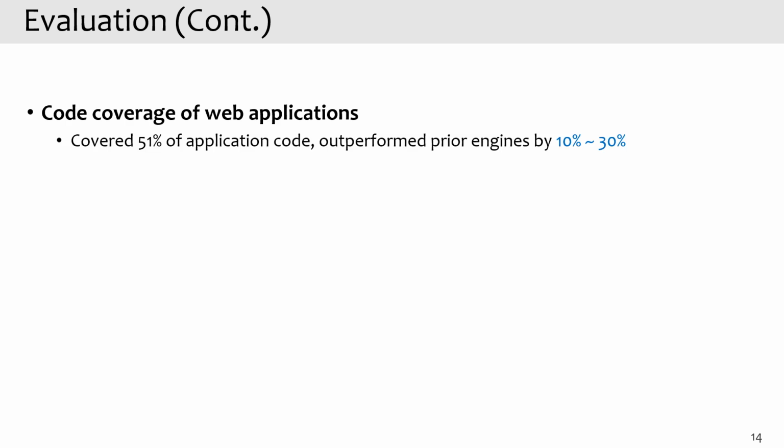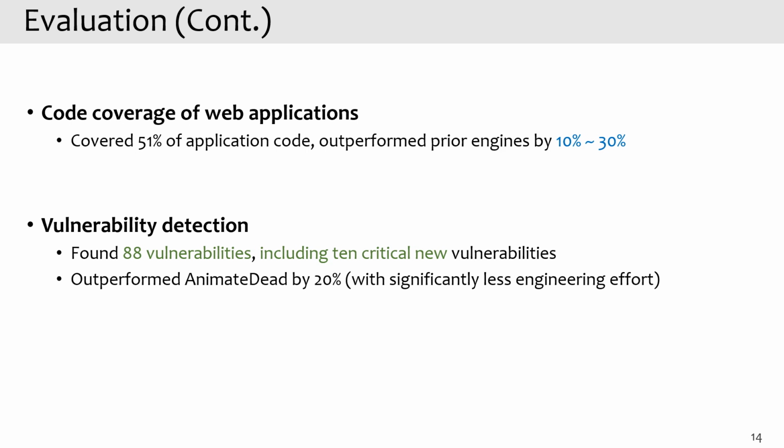We further evaluate our system in other aspects. In particular, we evaluated the code coverage achieved by our system. We found our system could cover around 51% of application code, which outperformed the prior engines by 10% to 30%. Additionally, we applied our system to find vulnerabilities, and it found around 18 vulnerabilities, including 10 critical new vulnerabilities. This also outperformed AnimalDat by 20%, which used significant engineering effort.